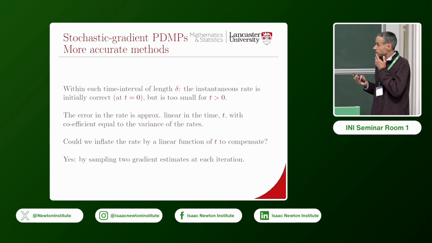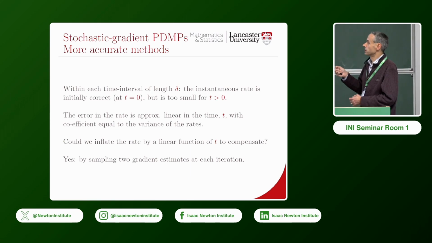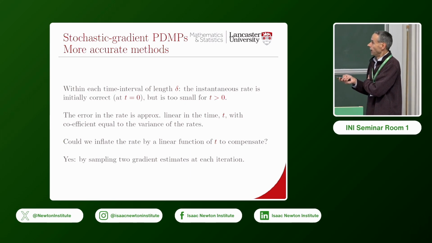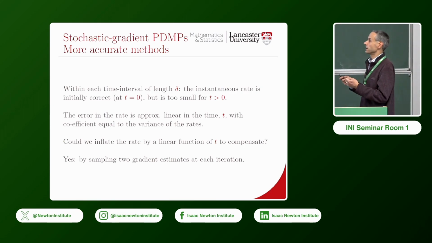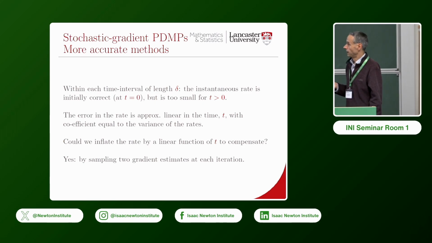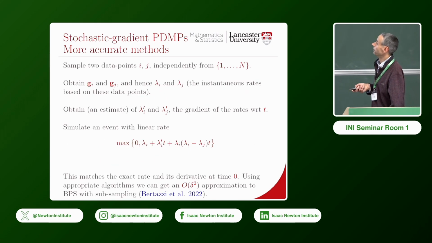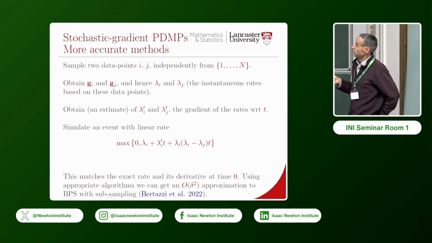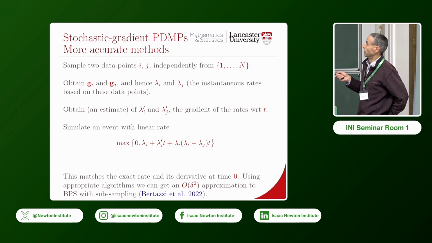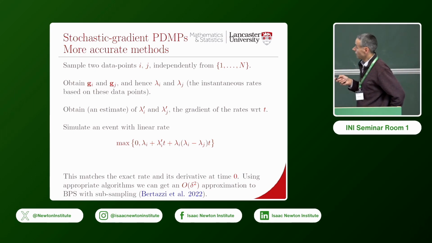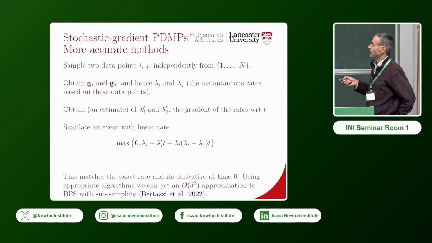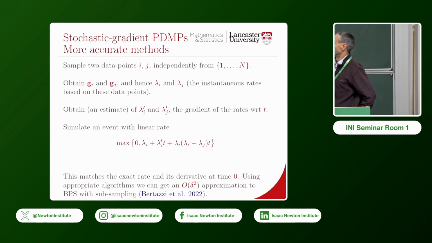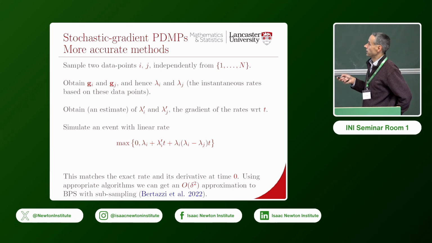Okay, and this was an idea that I think Gareth first had, and it turns out that you can actually do it in a very simple way. All it requires is that, rather than simulating one data point for each interval of length delta, you now simulate 2 data points for each interval of length delta. So this is what you do. You sample 2 data points i and j independently and uniformly from 1 to n. So just choose 2 data points. These will give you your estimates of the gradient, and from that you can calculate the corresponding rates, lambda i and lambda j, associated with these gradients and the current position.